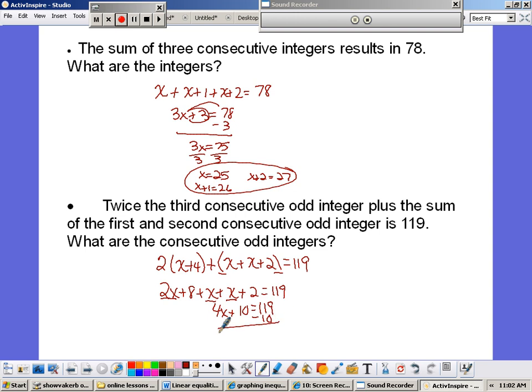Subtract 10. 4x equals 119. Divide by 4. X is 20. I think this is supposed to be 116, so let's go with 116. X is 29. So x plus 2 is 31, and x plus 4 is 33. Yep, we're going to have to switch that to 116 if we actually want it to work.